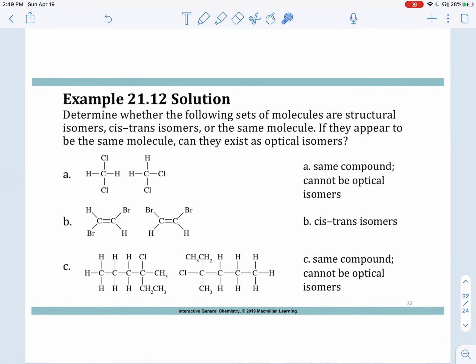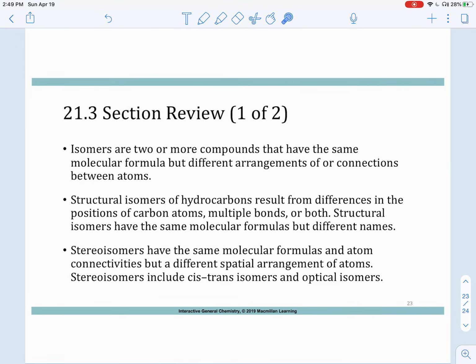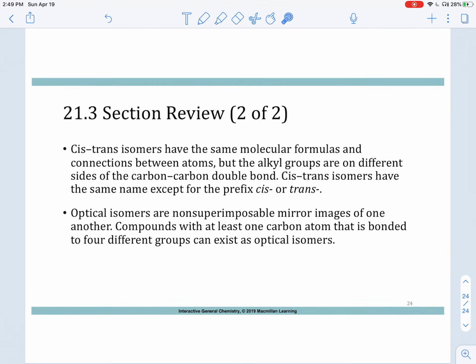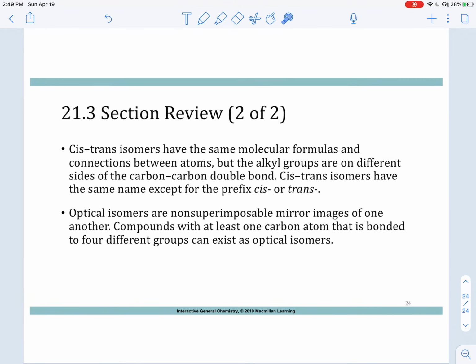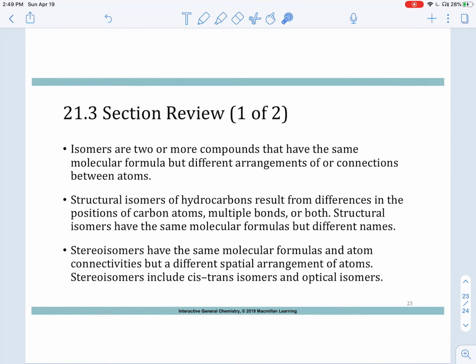Here are the answers that I just went through. You can take a look at the review sections here and read through the chapter. There's a lot more examples in there. And I will see you guys in the next section.